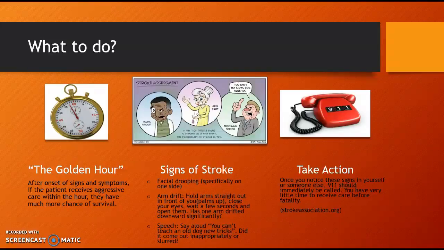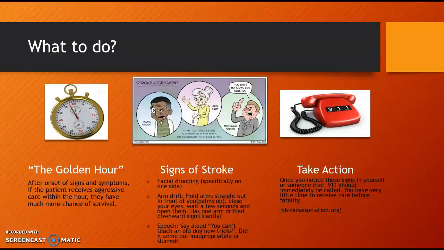Signs of a stroke are facial drooping, specifically on one side. Arm drift: you have the patients hold their arms out straight in front of them, palms up. When they close their eyes and wait a few seconds, one of the arms will drift, with them not being able to physically control their arm by seeing what they're doing. Their arm will drift. And their speech, of course. You always say, can't teach an old dog new tricks. If it comes out inappropriately or slurred, that's a very good sign that they may have had a stroke.